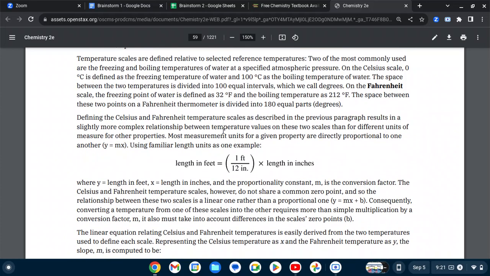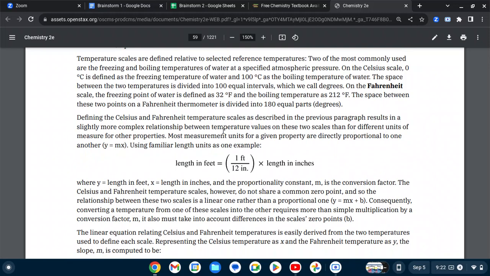Temperature scales are defined relative to selected reference temperatures. Two of the most commonly used are the freezing and boiling temperatures of water at a specified atmospheric pressure. On the Celsius scale, 0 degrees Celsius is defined as the freezing temperature of water, and 100 degrees Celsius as the boiling temperature of water. The space between the two temperatures is divided into 100 equal intervals, which we call degrees. On the Fahrenheit scale, the freezing point of water is defined as 32 degrees Fahrenheit, and the boiling temperature is 212. The space between these two points on a Fahrenheit thermometer is divided into 180 equal parts.